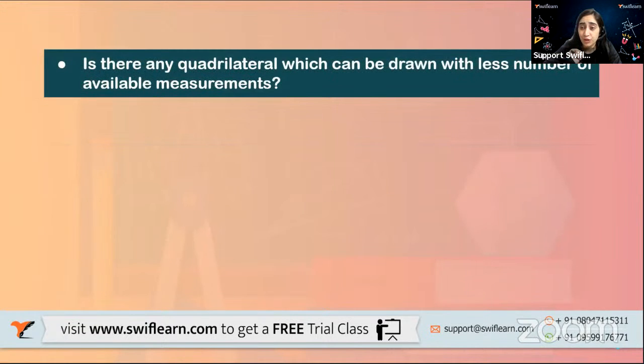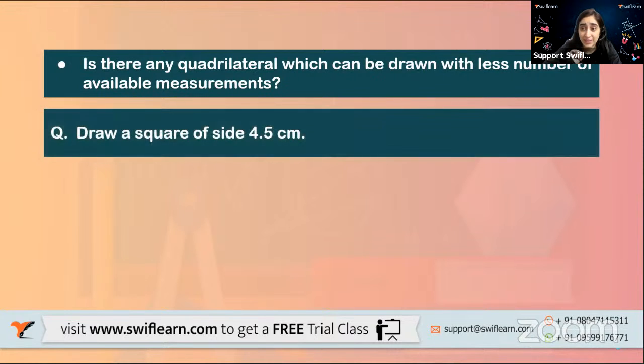So how to draw the things when we have less? Say the question says draw a square of side 4.5 centimeter. How can I draw a square of 4.5 centimeter? The precise square. See, even if I think I just know the one side, then I'm wrong. All the sides of the square are equal. That means I know all the 4 sides. Right.